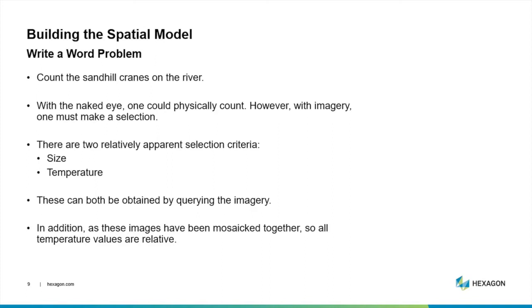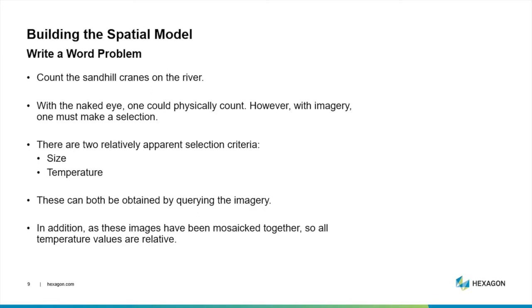When you look at the imagery, there are two variables that we need to consider. One is the relative size of the bird, and the other is the temperature band that we want to grab. If we can sort those out, we can do a very easy piece to it.